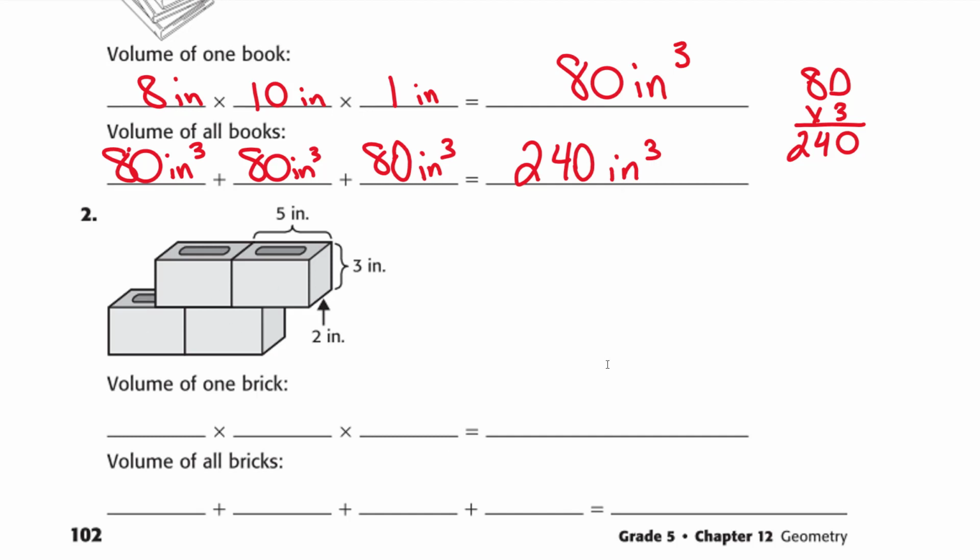So what you're going to do is this one. 5 times 3 times 2. So 5 times 3 times 2 equals. And you'll get cubic inches because they have inches there. And then you're going to say, well, I have 4 of them. So whatever this measurement is right here, you're going to put it here, here, here, and here. And add them up. Or multiply them by 4.